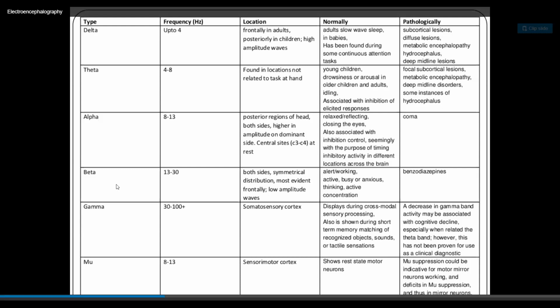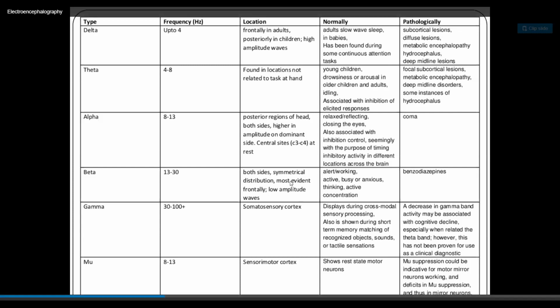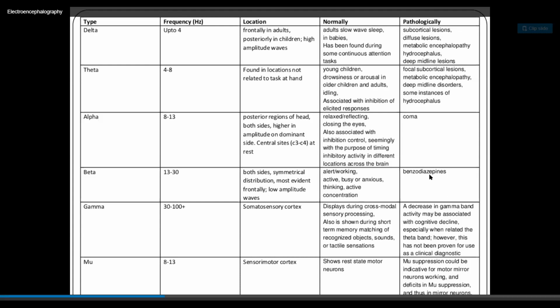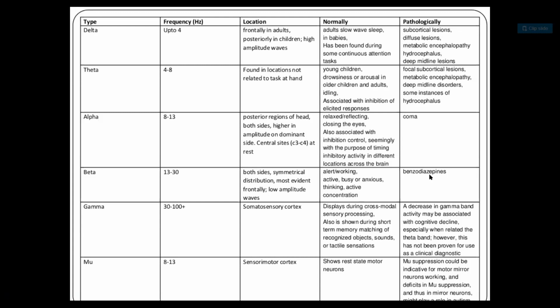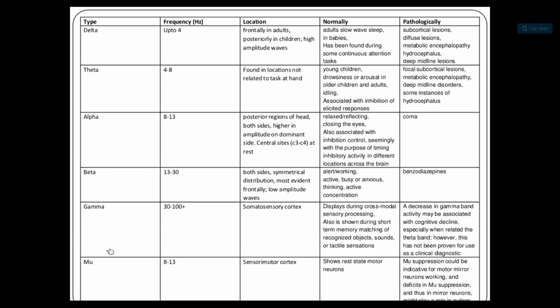Now we have the beta waves, which is in the range between 13 to 30 hertz. So you can say both sides, symmetrical distribution, most evident frontally, low amplitude waves. So what does it normally denote? Alert, working, active, busy or very anxious, thinking about something, active concentration. Pathologically, you can say it is the benzodiazepines, which is a pathological location for beta waves.